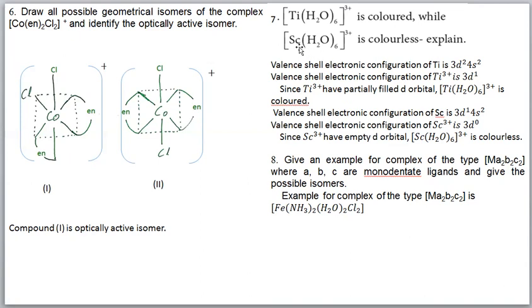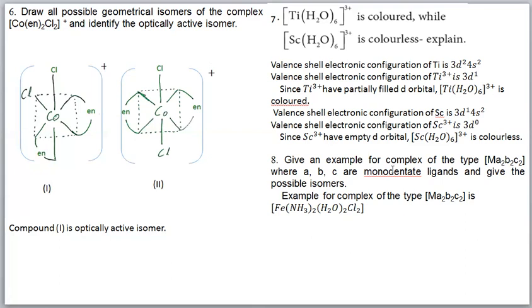What about scandium? Here also water charge is 0, so scandium charge is +3. Scandium is the first element in the d block, so its electronic configuration is 3d1 4s2. For scandium 3+, these 2 electrons are removed from the 4s orbital, then 1 electron is removed from the 3d orbital. So it is 3d0. It has no electron in the d orbital. So in scandium 3+, the d orbital is empty, and it becomes colorless. Then question number 8.